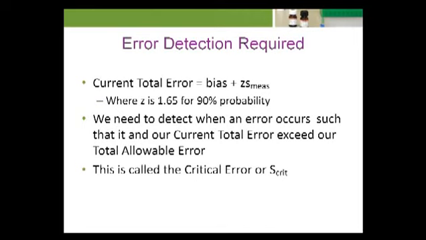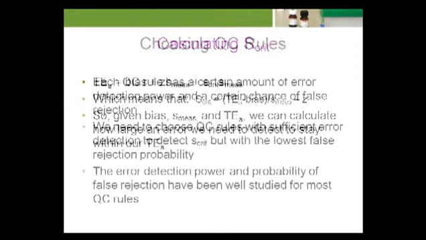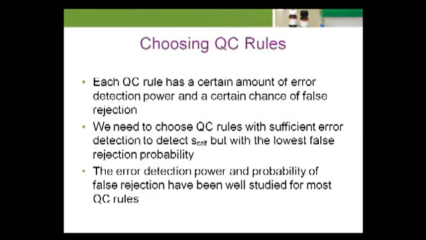If our QC rule detects when S-critical occurs, then we'll know when our test system is no longer operating within the quality specification. The S-critical value is simple to compute, given a bias, S-measure, and a quality specification. The Z-factor is a probability adjustment factor, usually set to 1.65 for 90% probability. Once we know what S-critical must be detected, we look for QC rules that have a high degree of probability of detecting it and a low false rejection rate.